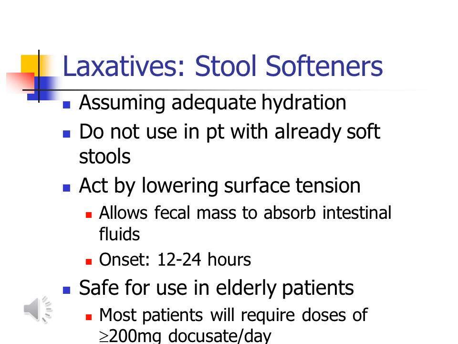How they work is by lowering surface tension, which then allows the fecal mass to absorb the intestinal fluids. So again, that soap, if you will, acts sort of as a surface tension lubricant and allows the stool to absorb fluid. They typically act, as with the fiber agents, within about 12 to 24 hours, and they are safe for use in elderly patients. And it's noted that if you are giving a patient docusate, most of them will require doses equal to or in excess of 200 milligrams daily in order to see an optimal effect.